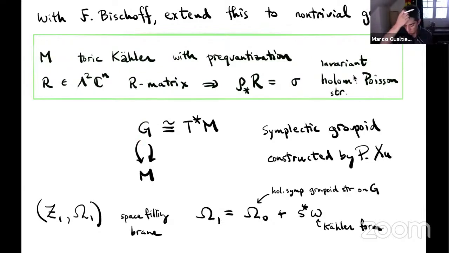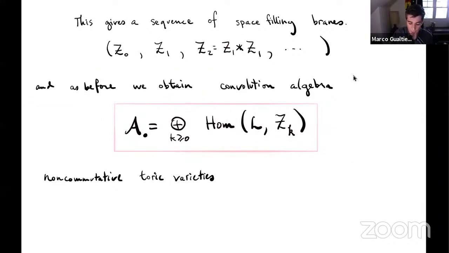So as a result of this, we can actually copy the same construction. We can produce a space-filling brane by taking the canonical holomorphic symplectic groupoid structure and adding the magnetic deformation, which in this case becomes adding the source pullback of the Kähler form. And it turns out that this is our space-filling brane with Chern class 1, if you wish. Then we can convolve this thing with itself and produce a Z family of space-filling branes on the symplectic groupoid of the toric variety. And we can also get this convolution algebra structure in the same way, and very explicitly. But in this case now, the composition comes from the structure of the groupoid, and it involves the convolution structure of the groupoid. So we get a non-commutative version of the toric variety.